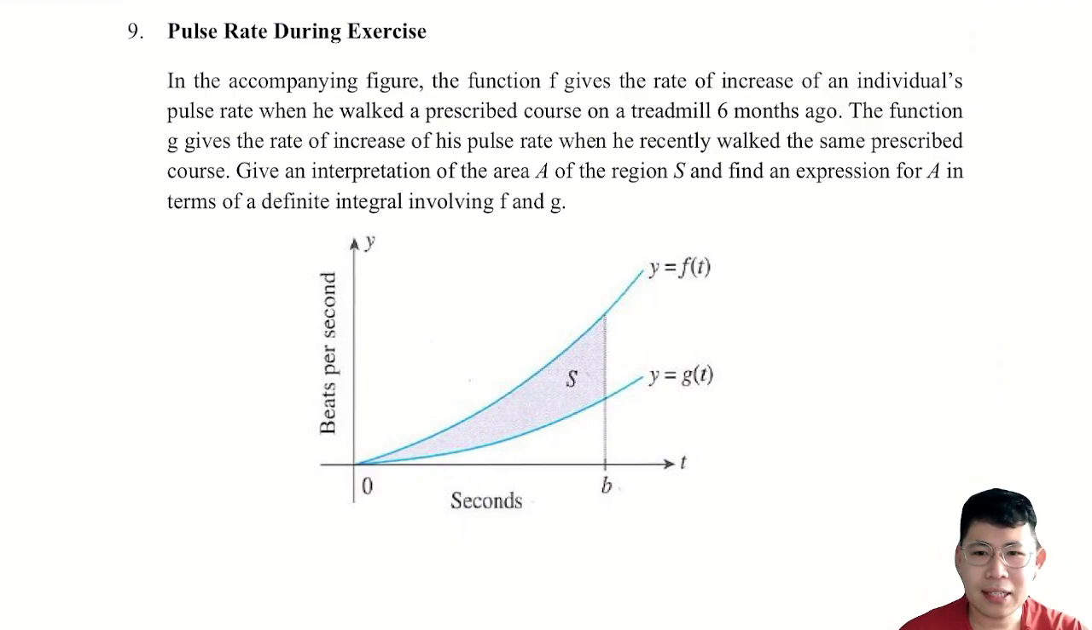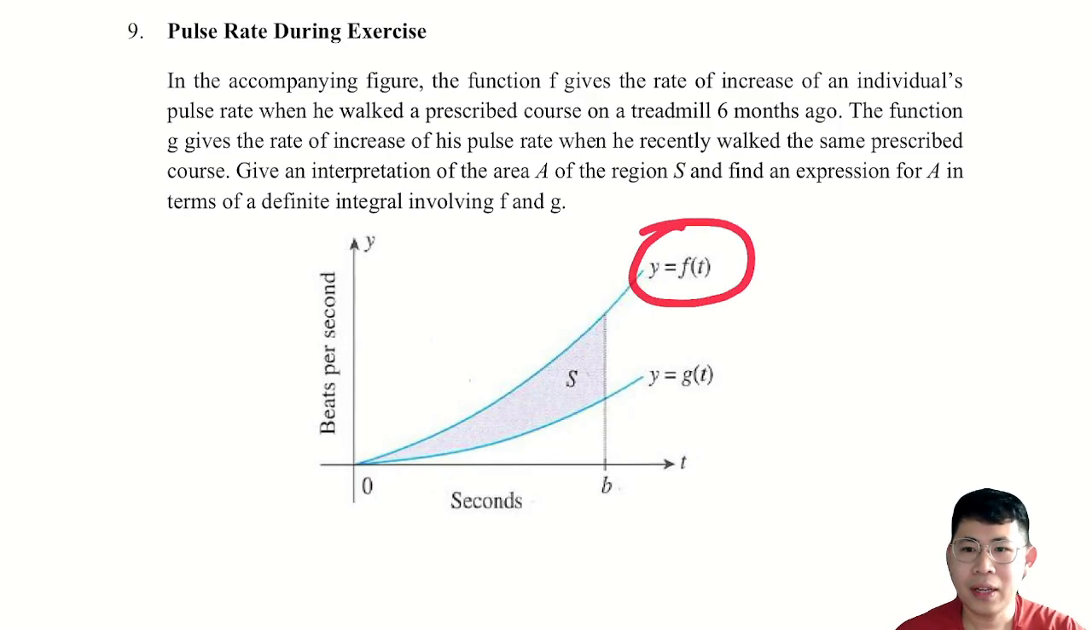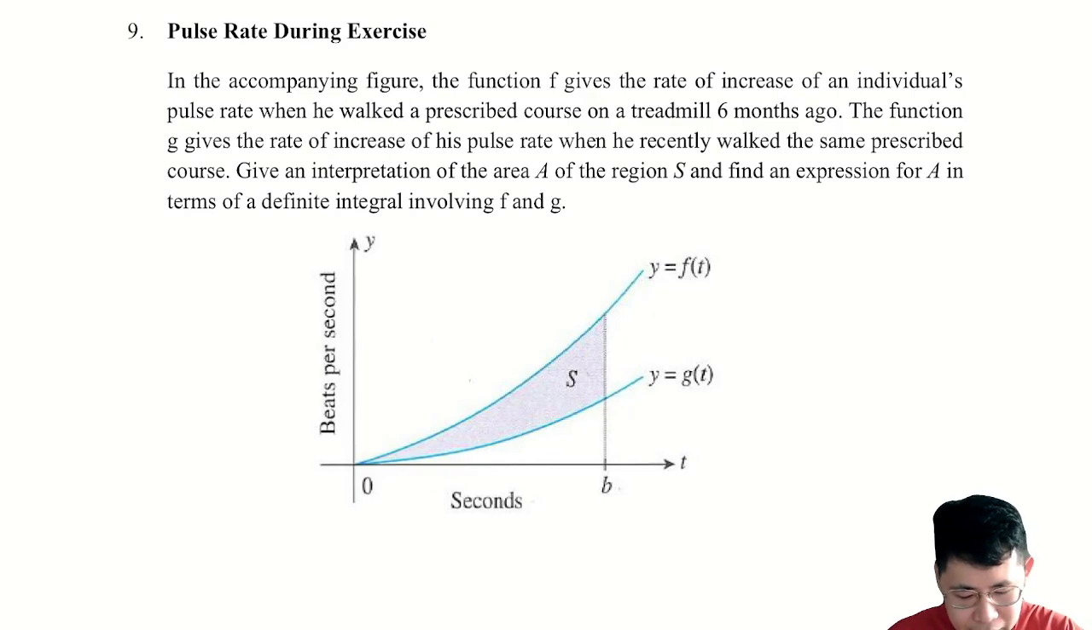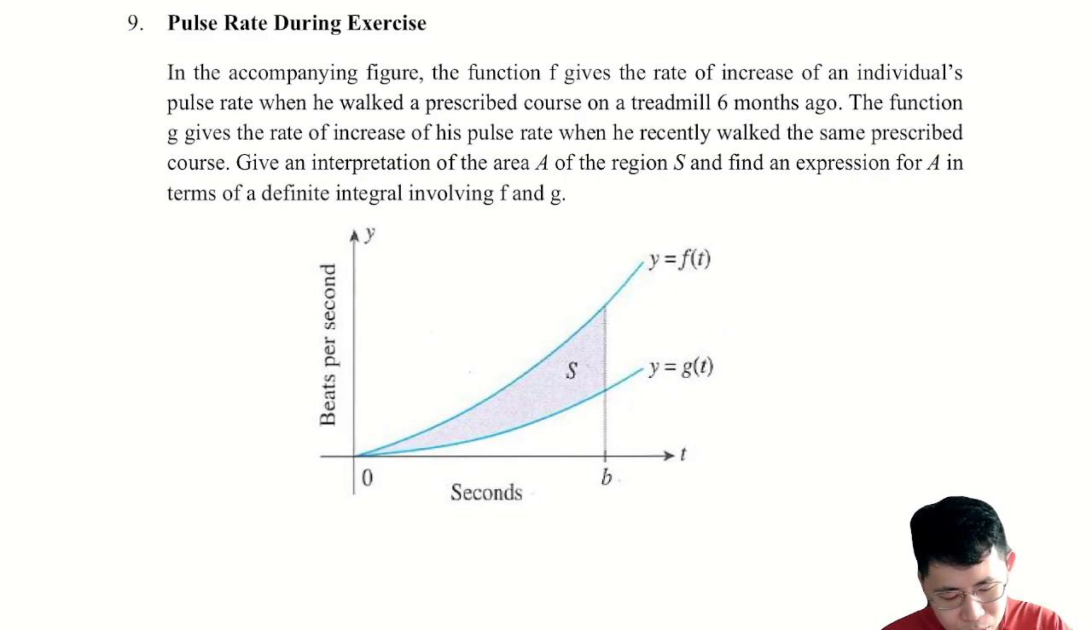So in this accompanying figure over here, this function f gives the rate of increase of an individual's pulse rate when he walked a prescribed course on the treadmill 6 months ago. Then the function g is the same thing but more recent. So that means that 6 months ago, the heart rate is higher. 6 months later, the heart rate is lower, or the rate of increase is lower, so it doesn't really strain him and so on.